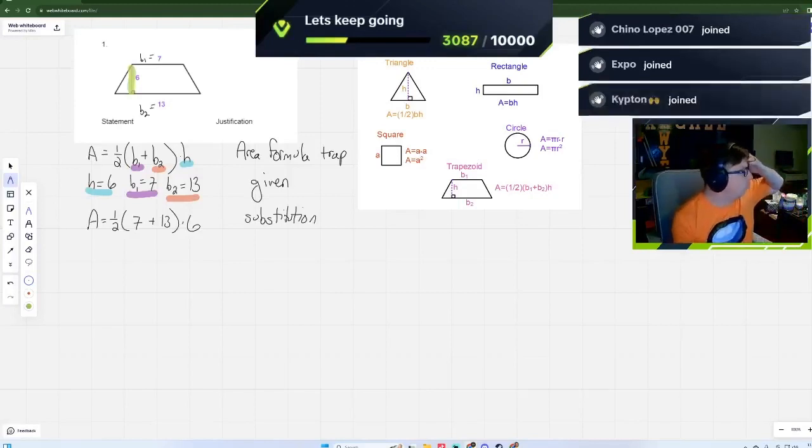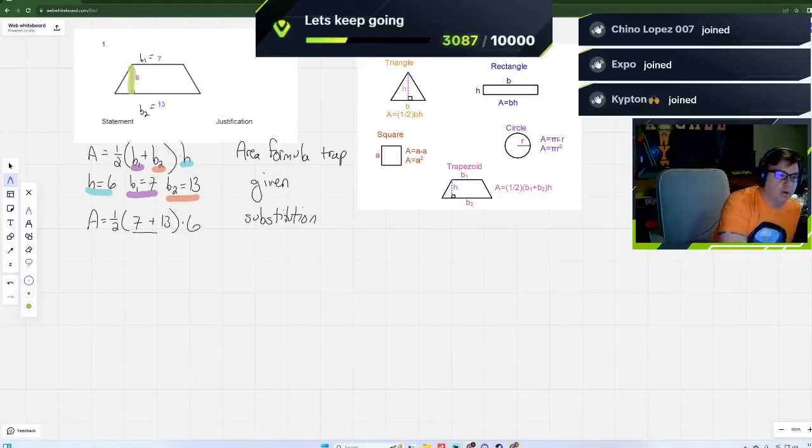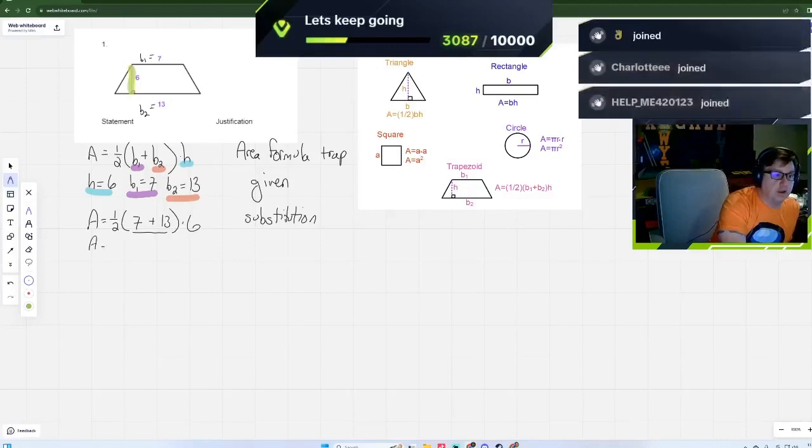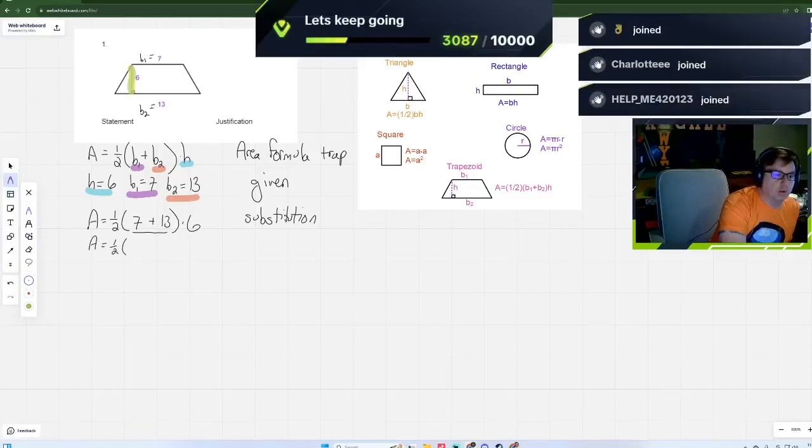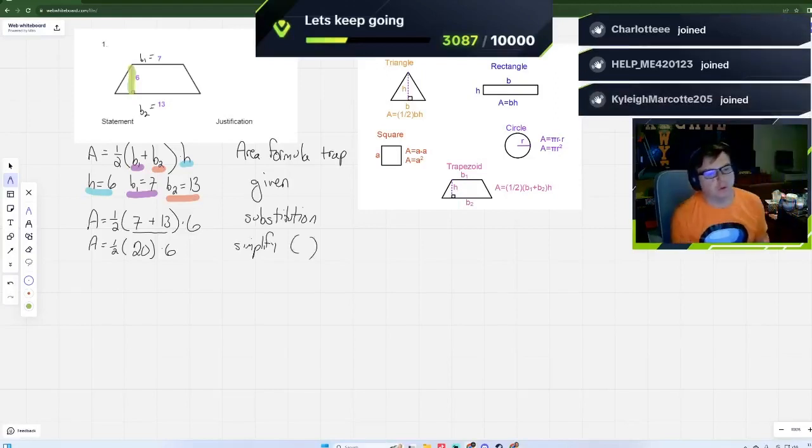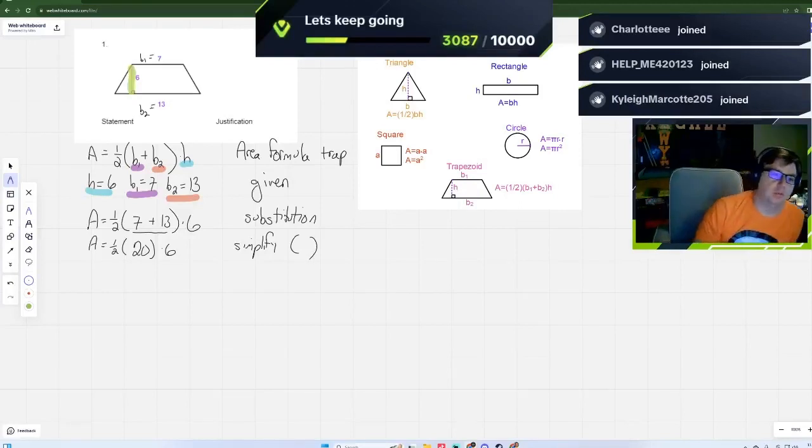Now, at this point, I want you to just talk about what you're doing, whether you want to use combine like terms, whether I want to simplify the parentheses. I just need you to start justifying in your own words what you are doing. So I'm going to call this simplify parentheses. So I'm going to simplify what's in parentheses because the order of operations, we definitely need to do parentheses first.